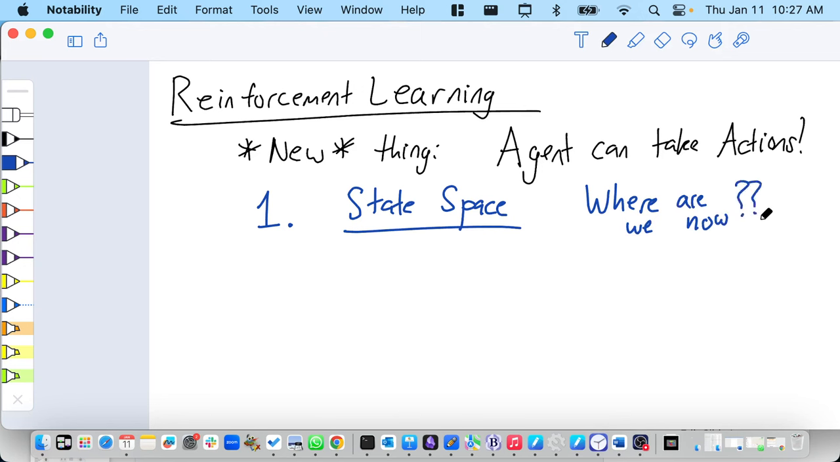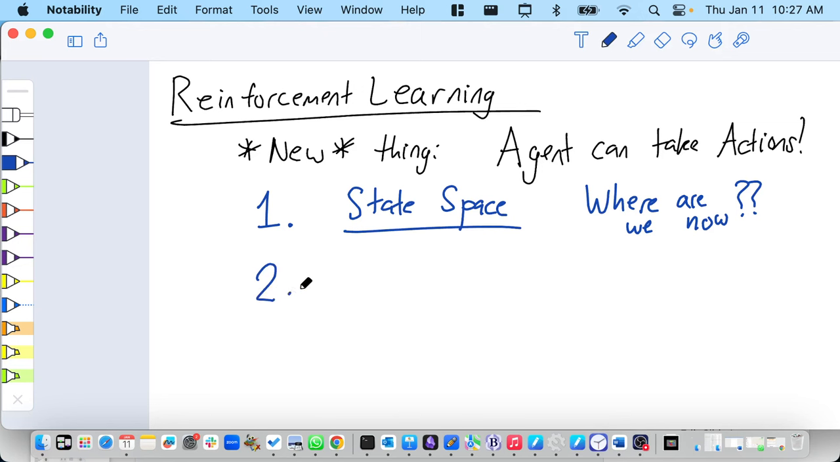A good example would be if you were doing a robot arm, the state space would be, where is the robot arm pointed? What is the angle of all its joints? How is it configured? That might matter. If you're trying to train a robot arm to do something, you want to know, where is the robot arm now? The set of all possible places it could be is the state space.